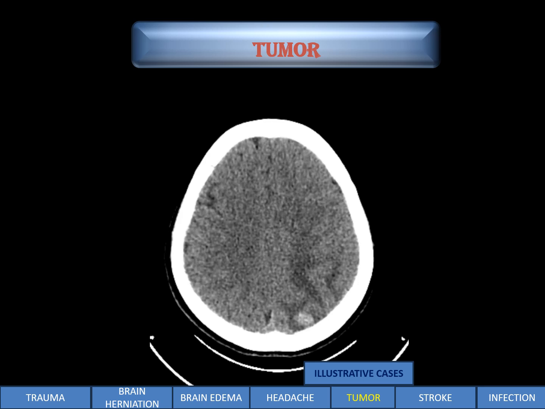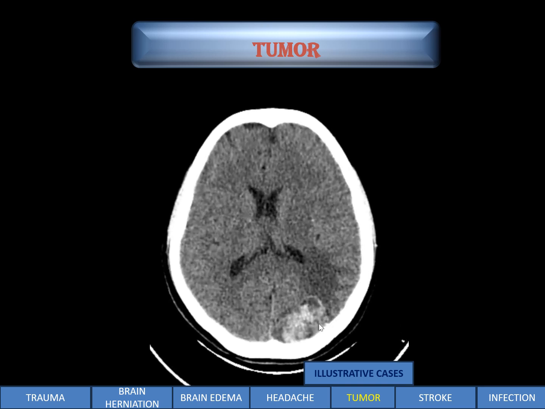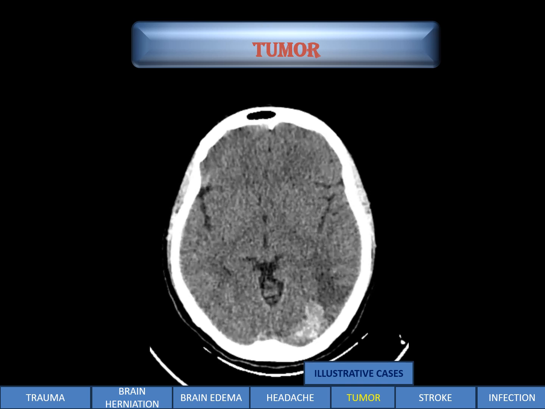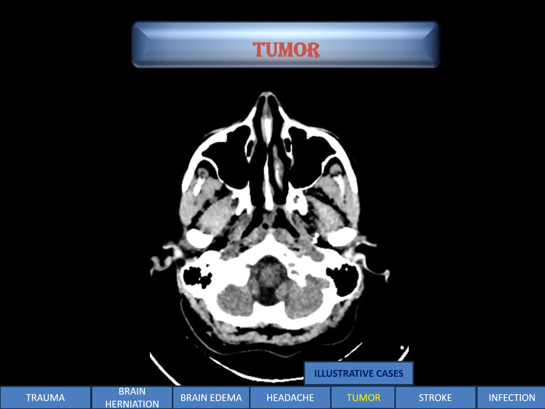This is a case of a tumor. Let's again scroll it and see. As we move from cranial to caudal, there's a well-defined mass lesion. All tumors cause disruption of the blood-brain barrier, which results in accentuated gray-white matter differentiation, that is vasogenic edema.